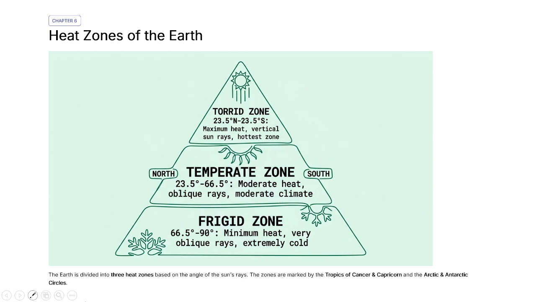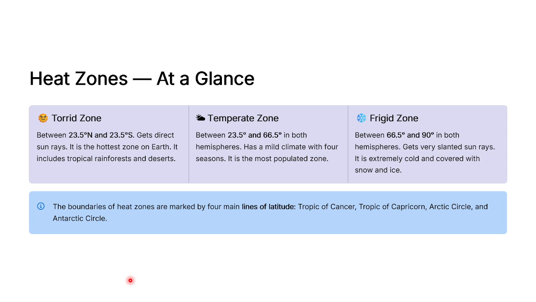So Earth is divided into three heat zones based on the angle of the sun's rays. The zones are marked by the Tropic of Cancer, Tropic of Capricorn, and the Arctic and Antarctic circles. Heat zones: the torrid zone is between 23.5 degrees north and 23.5 degrees south. It gets the direct sun rays, so it is the hottest zone on Earth. It includes tropical rainforests and deserts.